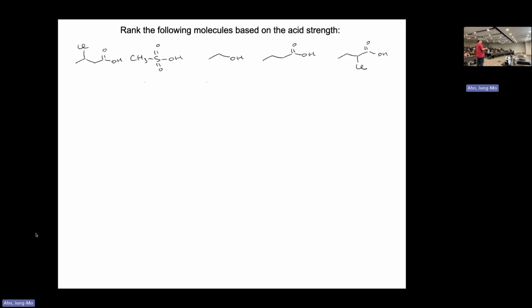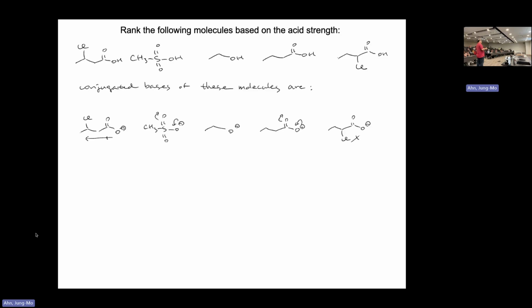And obviously, this is the most acidic hydrogen because that goes out. You're going to get the carboxylate. That hydrogen being the most acidic one, you get the sulfonate here. That proton goes out, you get the oxygen anion right there. And then this one is a carboxylate again here. That's also a carboxylate. So we have 3 carboxylates, which are exactly the same. But we have 1 sulfonate, and 1 with the oxygen anion.